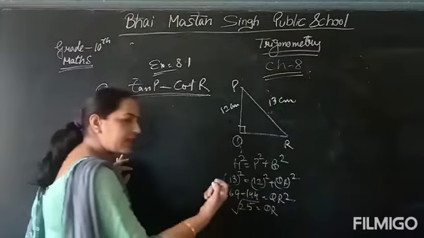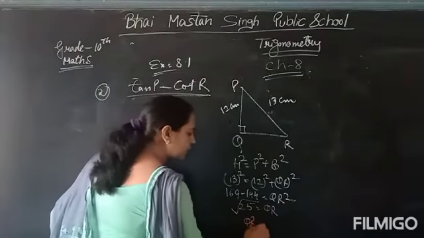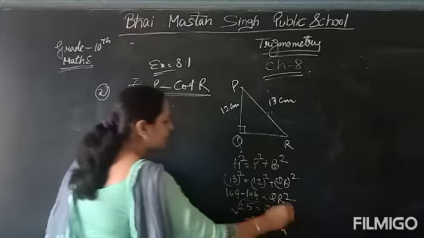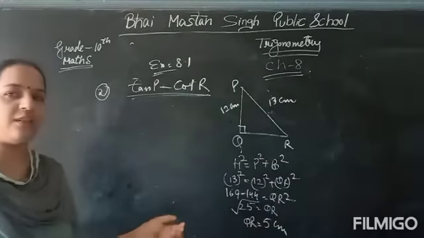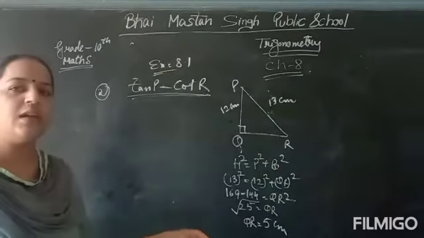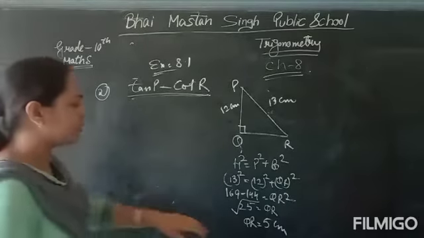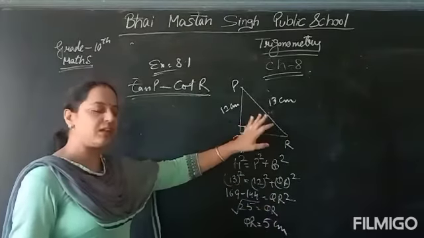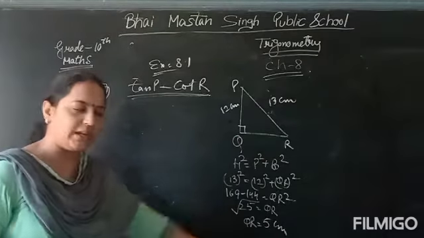169 minus 144 is 25, QR square. This square comes as a square root. So here QR is equal to 5 centimeter. Earlier we have done, when there is a square root, then negative and positive two values come out. But length can't be negative, so I am taking the positive value only.